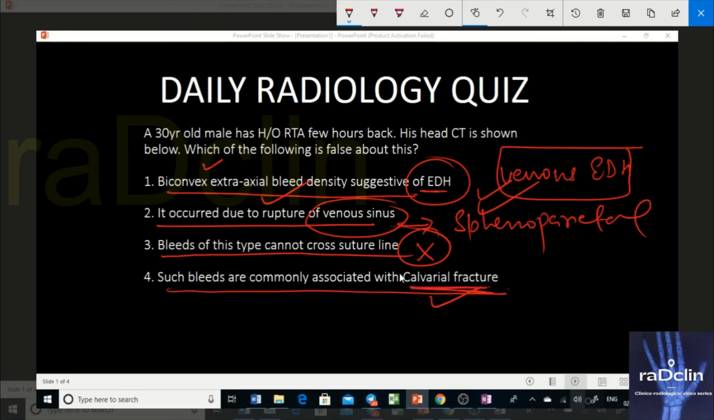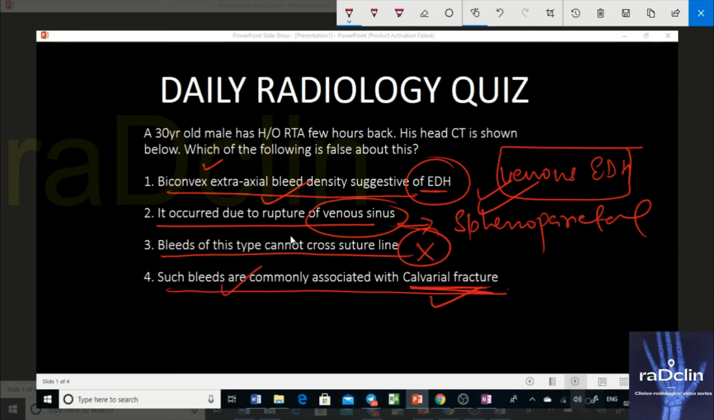Remember, of all the extra-axial bleed densities or typical primary effects of CNS trauma, EDH is rare. You commonly see SDH more than EDH, but if you see EDH, you should always try to find a fracture there, because EDH is typically associated with fracture, whether venous or arterial. And in venous EDH, the fracture line will always be there, and it typically crosses the suture line, because underneath the suture is a sinus which gets ruptured to release blood. So this statement is also true.